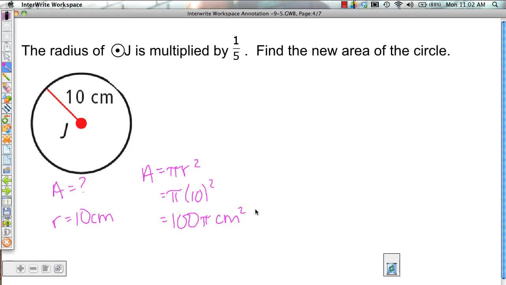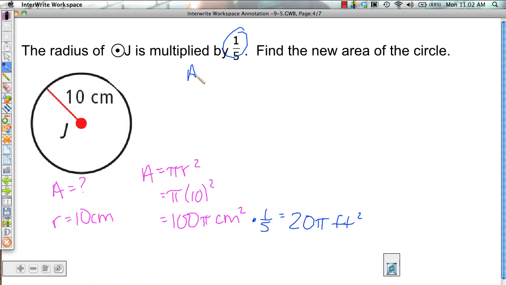So if we think about what we've talked about in the previous two questions, we should be able to take this area and multiply by 1/5 since that's our scale factor. If we do that, we get an area of 20 pi square feet. But let's check our work to make sure that we did it correctly.